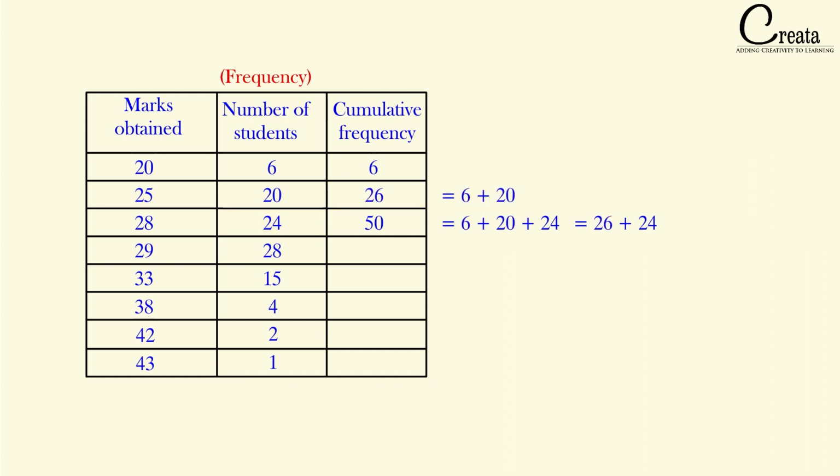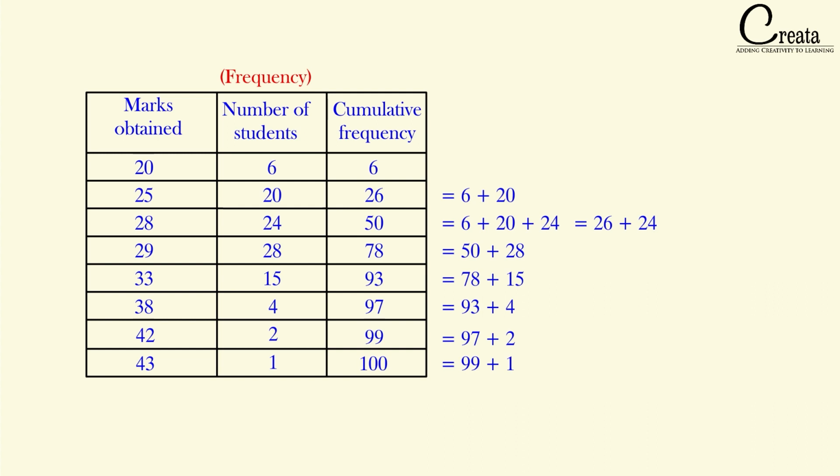In the fourth row, it will be the addition of all this frequency, or 50 plus 28. Are you understanding it? Why is it 50 plus 28? 50 is the total addition of these three values. We have to add all the four values, and the addition of three values we have already calculated as 50. So 50 plus 28 will be 78. Similarly here it will be 78 plus 15, which is 93. Here it will be 93 plus 4, which is 97. Here 97 plus 2 is 99. Here 99 plus 1 is 100.